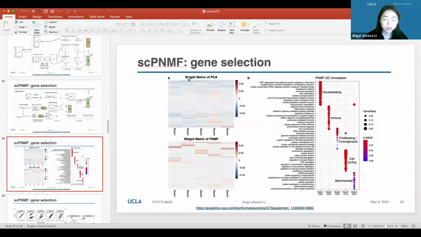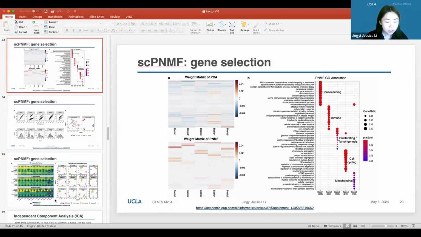If you look at this, we call this the weight matrix, which is analogous to the loading matrix in PCA. We have the original genes in the rows, and we have five factors, called bases, in the columns. You see that the genes' contributions to each basis are kind of noisy. But if you look at PNMF, we have a clearer pattern, like these genes contributing to basis one, these to basis two, these to basis three. So they're largely exclusive, and therefore they can be explained by different functions if you look at the gene pathway or gene ontology analysis. So that's what we did last time.